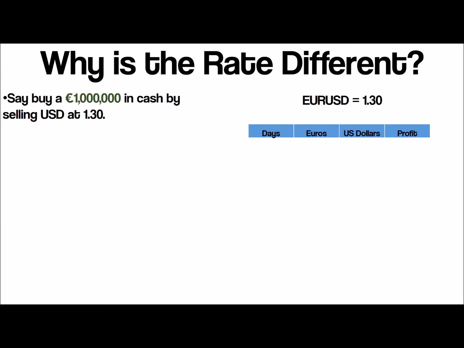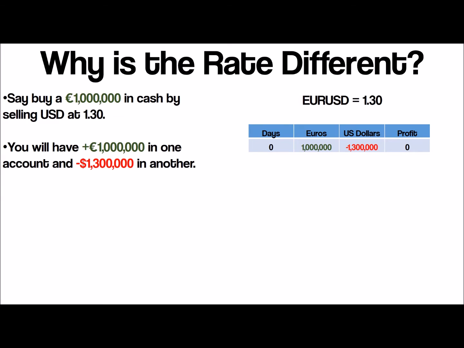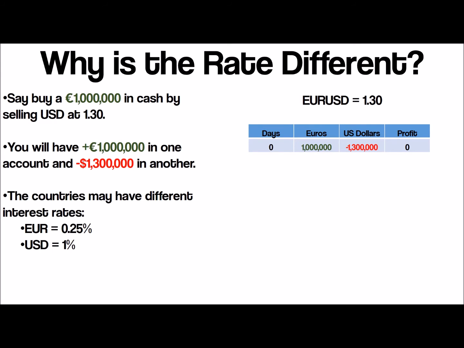So as an example, let's look at euro dollar. Let's say you want to buy 1 million euros against US dollars, and we'll say the exchange rate is 1.3. So you do this and you put 1 million euros into your euro account, and you're overdrawn by 1.3 million in your US dollar account. This is fine, but the interest rate in different countries may be different, and this is determined by central bank policy, among other things. I've just used some examples here. These are not the real interest rates as of today, but they're just used to illustrate this example.